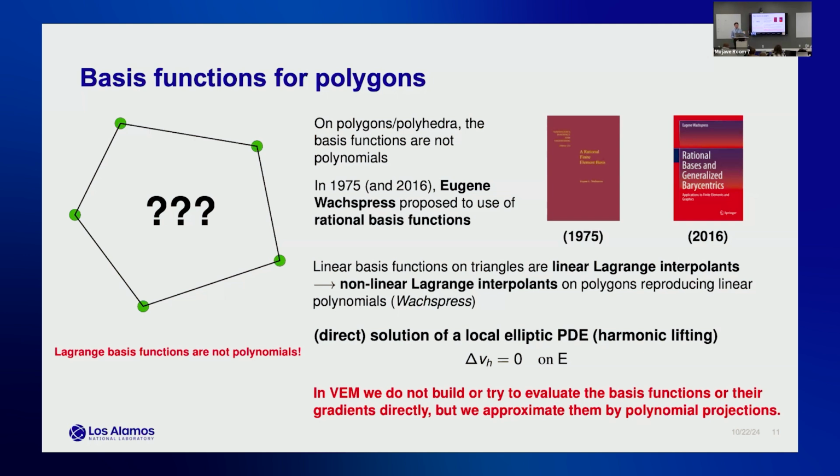Another way is to directly solve the local elliptic PDE on each element. It's called harmonic lifting. This is very expensive, because you have to solve this Laplacian problem on each element to find the basis function. So in VEM, Franco Brezzi came up with this idea. We do not evaluate the basis functions. We approximate them by using polynomial projections.